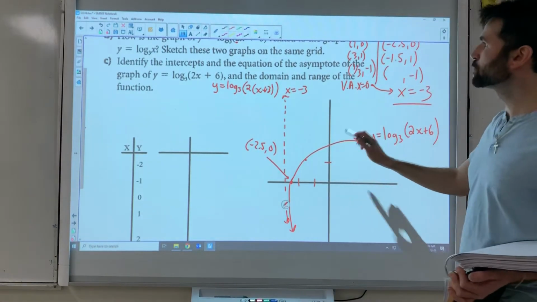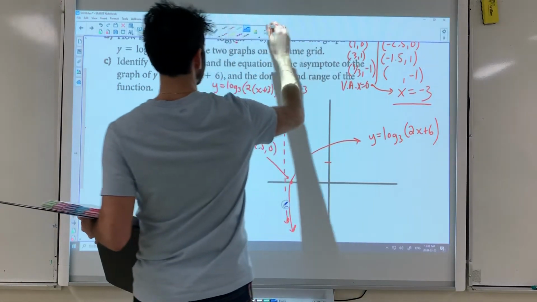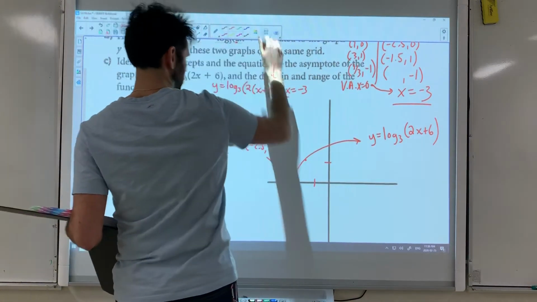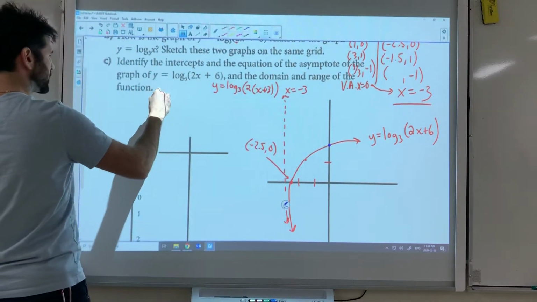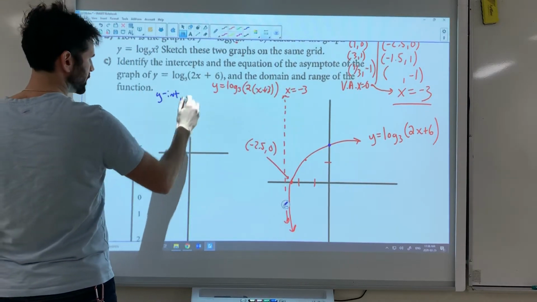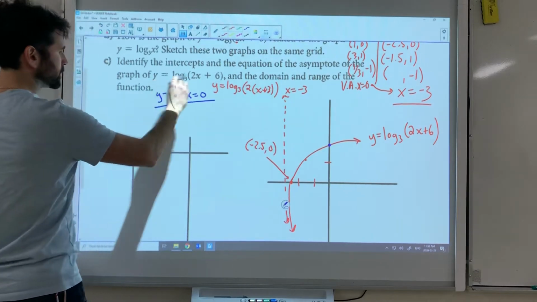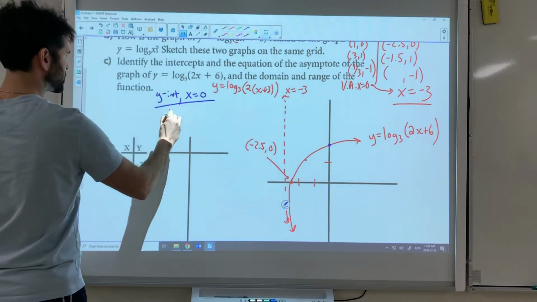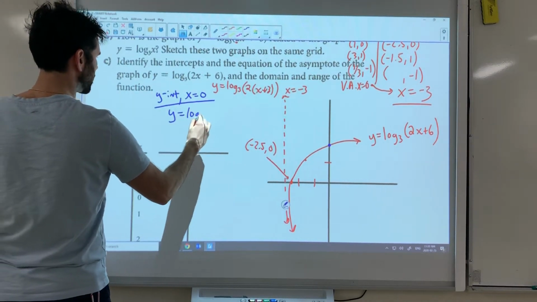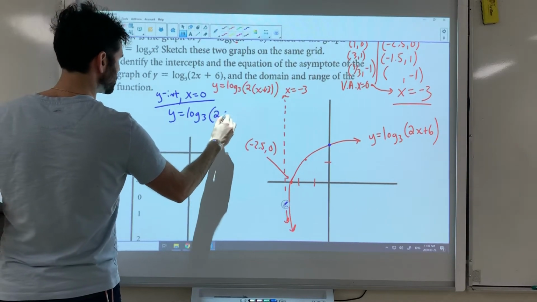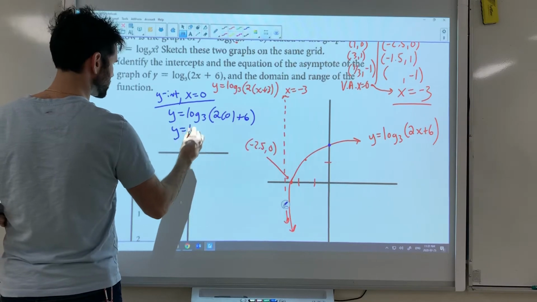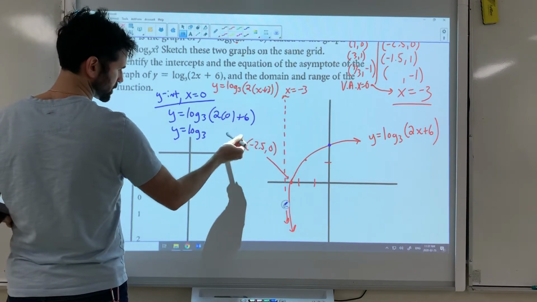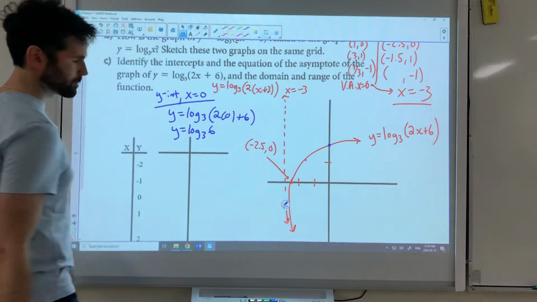Now, let me show you why that y-intercept is so tricky to figure out in this particular question. Okay, so we don't know what that is. How do you typically find the y-intercept of something? Well, you plug in x equals 0. So we can go to our function here and plug in x equals 0. So we get y equals log base 3 of 2 times 0 plus 6. Well, what does that give us? 2 times 0 is 0, so there, log base 3 of 6.